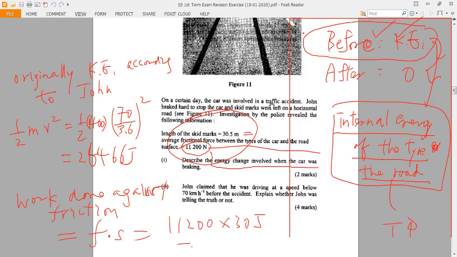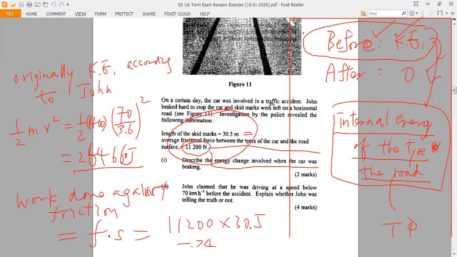11200 times 30.5 is 341,600, right? Did I calculate this wrong? Let me calculate this again. 700 times 17. Sir, I think you missed a zero. Which one? You mean here? It should be 264,660. Okay, that is right. Yeah. Good. Thank you very much.